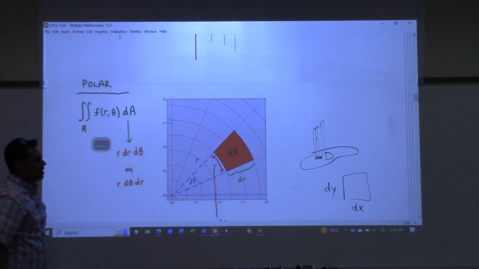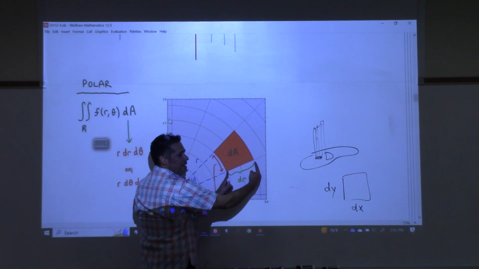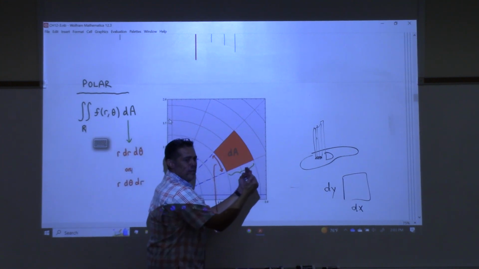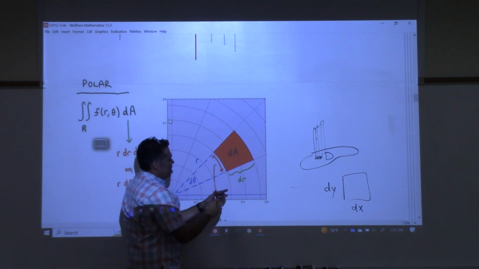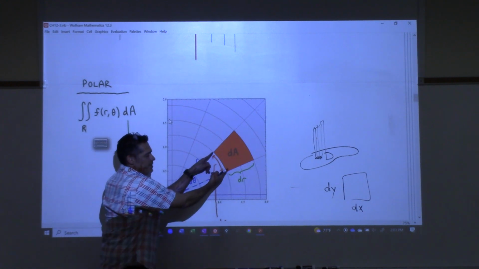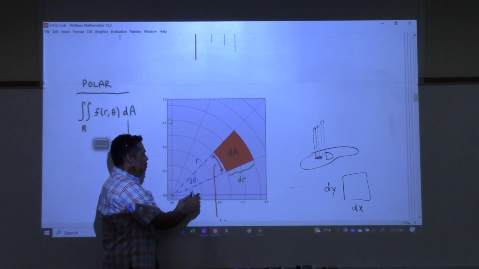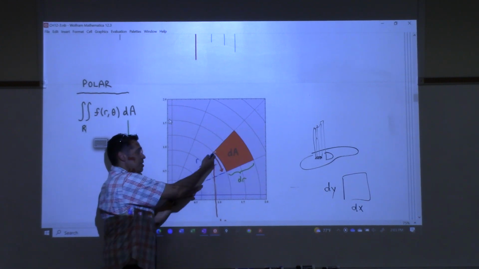Question is, what's the area of that? Well, it's a little complicated. This right here is dr, okay? That's your change in radius, dr, right? It's just the length. It's how far you walk out. This is not as easy because we need the length of this, right? We want the length of that. We don't want the actual difference in the angle, right? The angle changes and that changes that length.